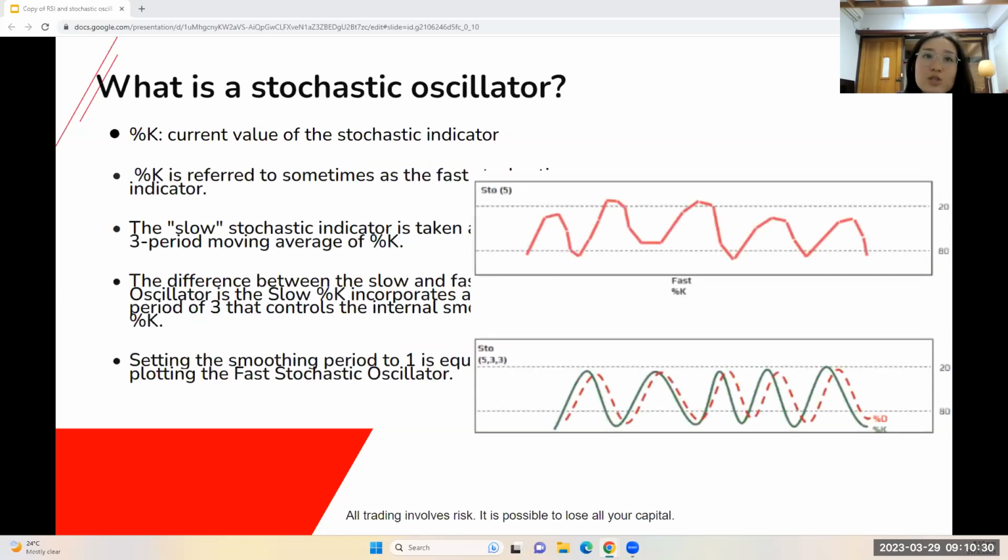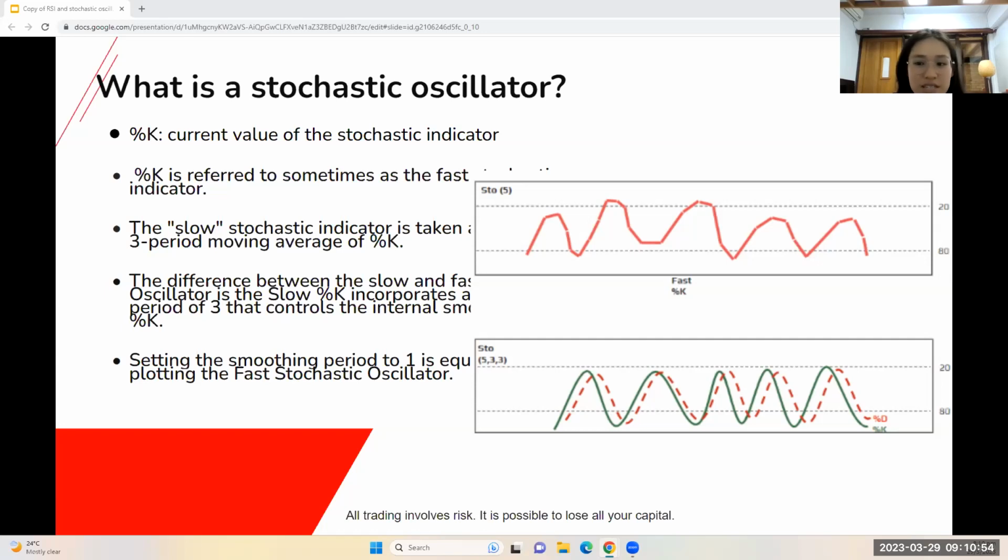Okay, so let's move on to stochastic. My image is covering a little bit of the words, so sorry about that. But I'm just going to briefly go through as well, because you don't exactly need to know how it's calculated if you're using TradingView or MT4. Because if you just select the indicator, it's already calculated for you. But this is just FYI.